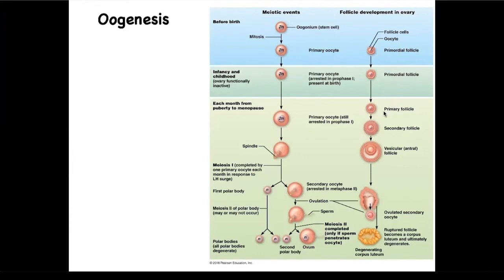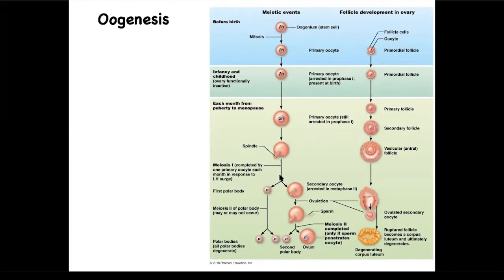At puberty, about 2 dozen primordial follicles with their primary oocytes will continue their maturation. The primordial follicle will develop into a primary follicle, still containing a primary oocyte. This follicle with its primary oocyte will develop into a secondary follicle. This is the follicle, and this is the oocyte within the follicle. One secondary follicle will become the dominant secondary follicle and will continue its development and become a vesicular follicle. It is within the vesicular follicle that meiosis I is completed.